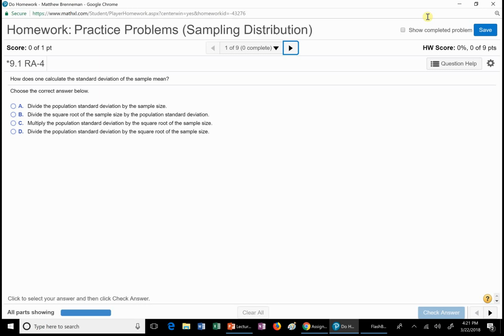Okay, so this is what I would consider an underhand threat. This is a really easy problem. But let's just break it down first. How does one calculate the standard deviation of the sample mean? So here's what they're thinking. Here's what you know. You know rho. I'm sorry, you know sigma.